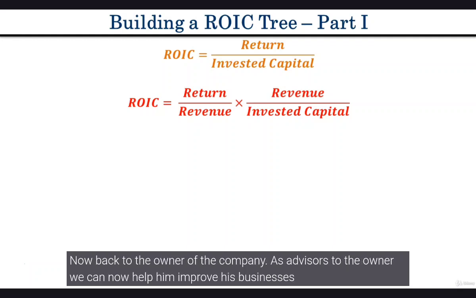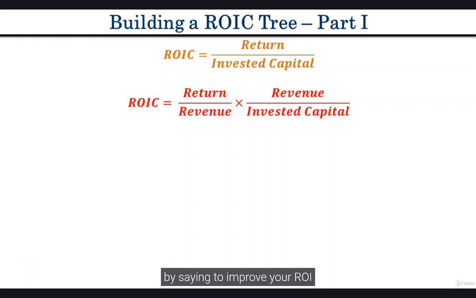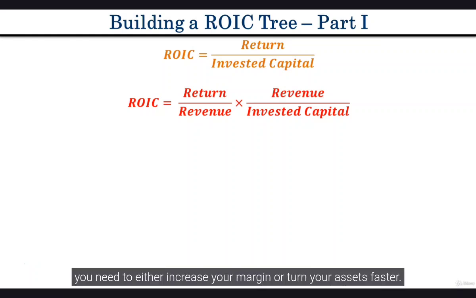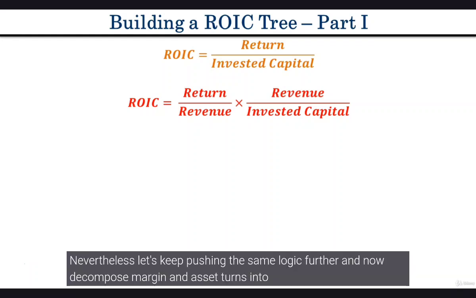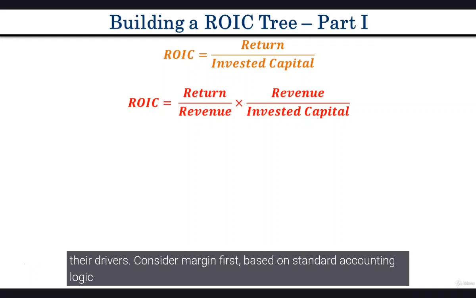Now back to the owner of the company. As advisors to the owner, we can now help him improve his businesses by saying, to improve your ROIC, you need to either increase your margin or turn your assets faster. It is unlikely that this advice would ensure our future career as management consultants. Nevertheless, let's keep pushing the same logic further and now decompose margin and asset turns into their drivers.